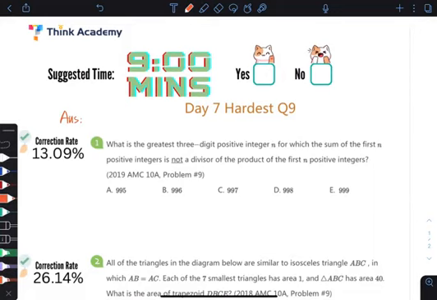Today we're going to tackle the hardest question, number 9. The answers are B, E, and C. Now let's look at the first one.